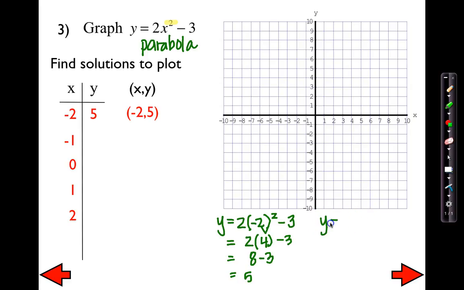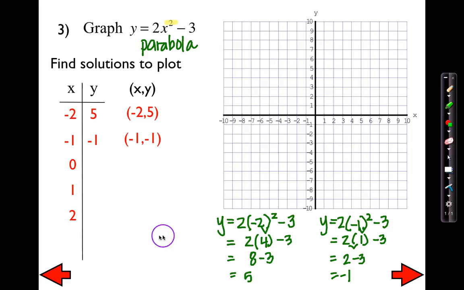Next one, y equals, here, instead of x, I'm going to go, whoops, made an error there. y equals 2, and then you can plug in your x, which in this case we have as -1 squared minus 3. So once more, according to order of operations, you have to do exponents first. So -1 squared is 1. Then you're going to have to multiply by 2 and then subtract 3 last. So 2 times 1 is 2. 2 minus 3 is -1. So I'm going to go ahead and write that down. My ordered pair is -1, -1.